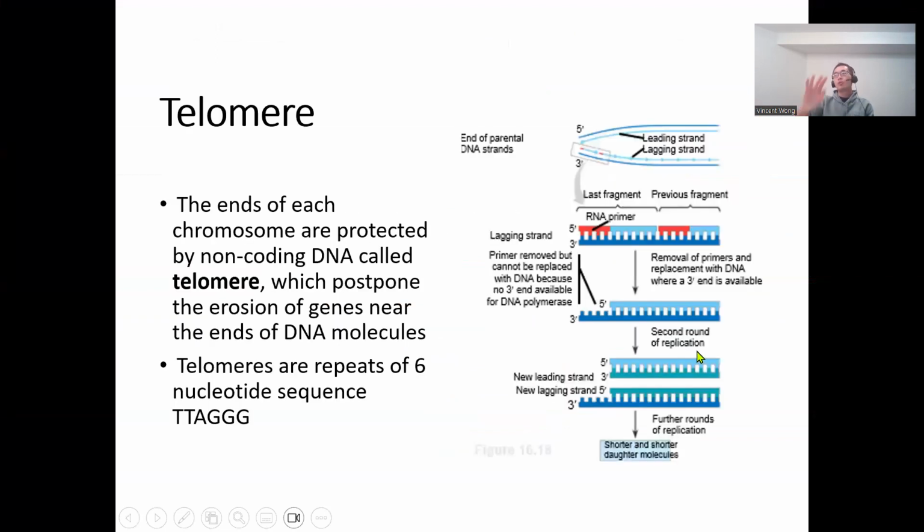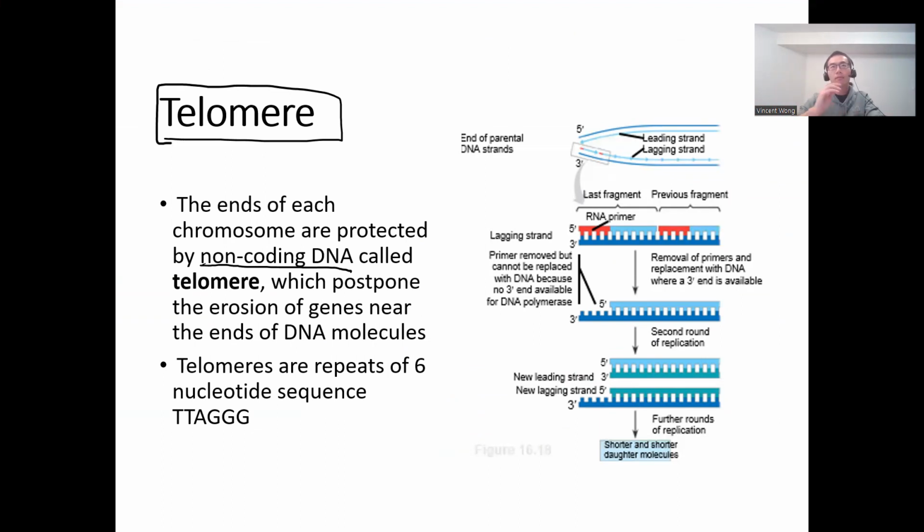So to fix that problem, we have something called telomeres. Telomeres are located at the ends of your DNA. Their job is to protect the ends of the DNA, and they are non-coding DNA.